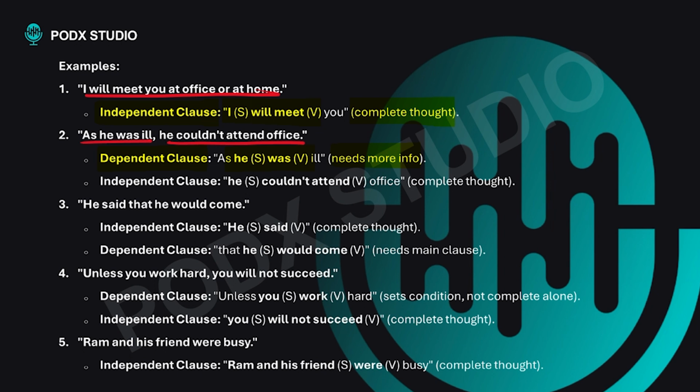And the second one is, he could not attend office. It is giving the full meaningful sense. He could not attend the office. It has the subject plus verb combination. That's why it's a complete thought, complete meaningful sense.